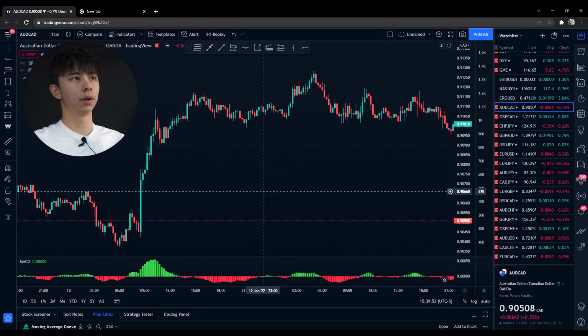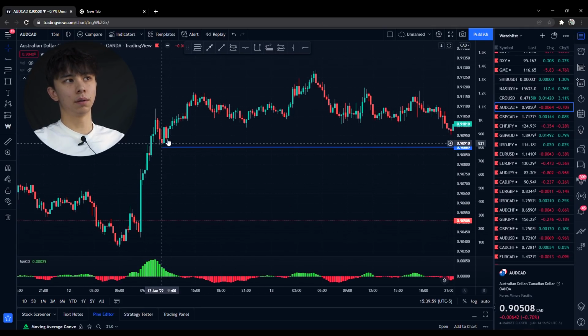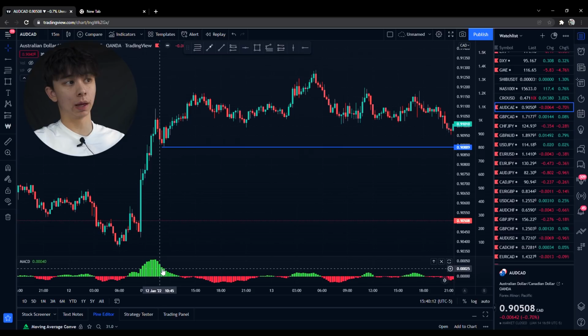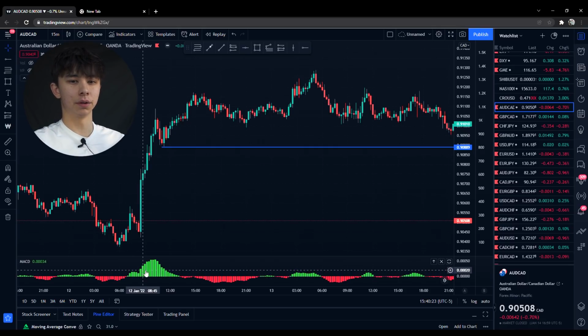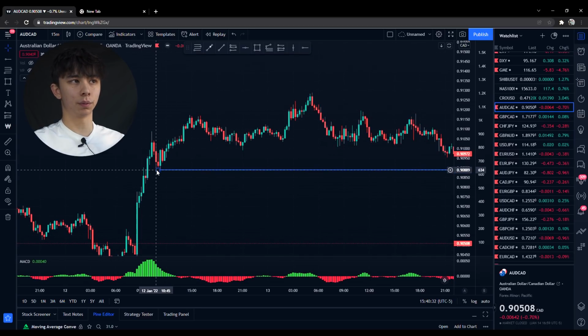So for example, you might see this move up, come down, and you might say, okay, this is a low right here, right? It made a low. Well, that would be incorrect. This is not a low. And why is that? Well, if you come down here to the MACD, you will see that price made this low while the MACD was still green. So it's not a valid low. The MACD has to be red for a low, and for a high, the MACD has to be green. So for example, this was invalid.